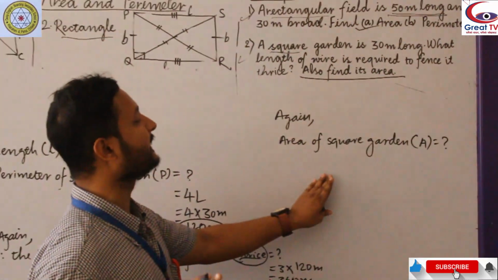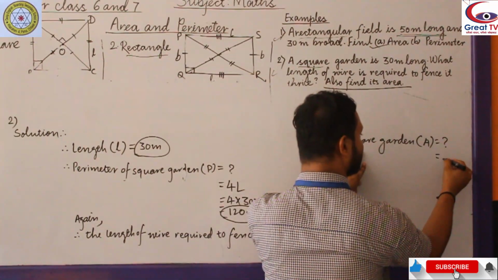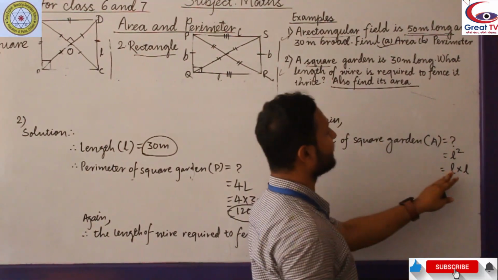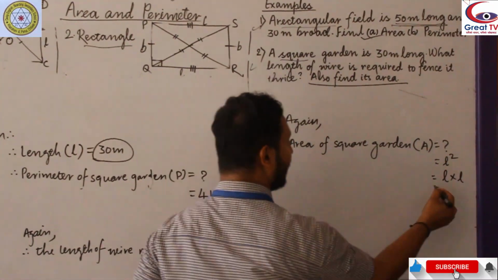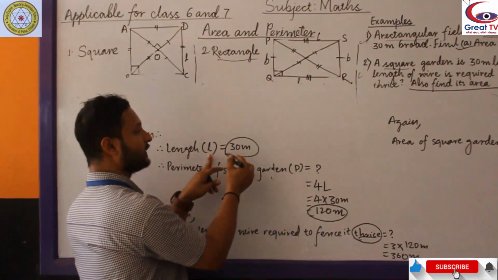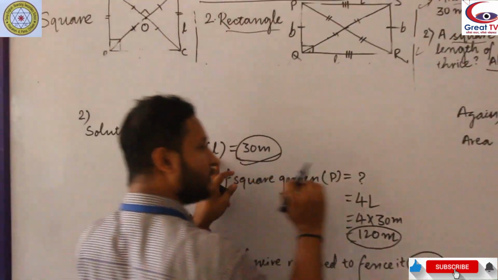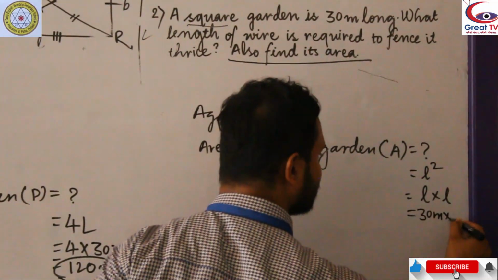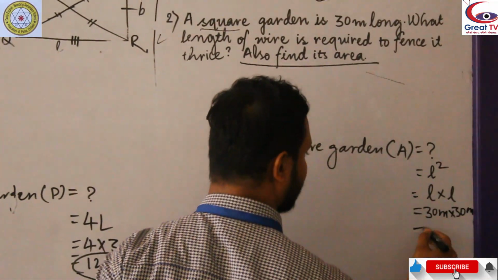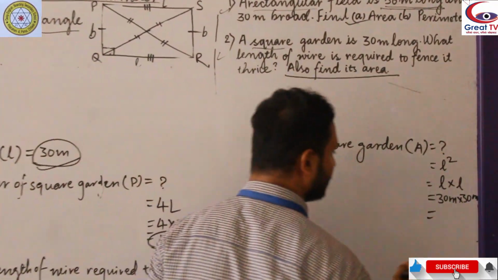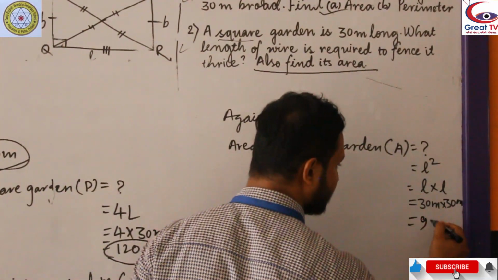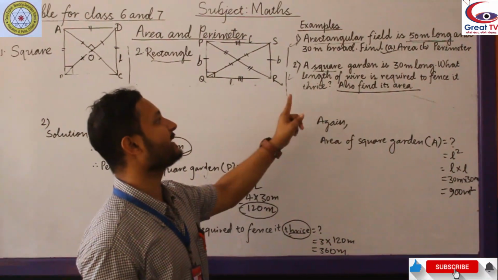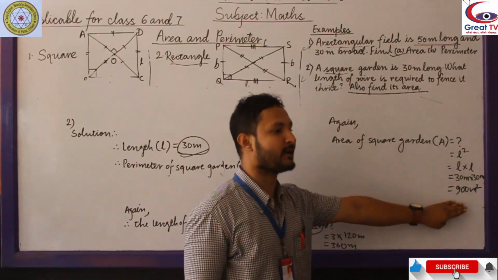What is the formula to calculate the area of square? It is L square. L square means L times L. When we multiply L with L, we get L square. So what is the value of L here? Look here. The length is 30 meters. So L is 30 meters. So we replace both L's by 30. Okay? 30 meter into 30 meter. When we multiply 30 into 30, then we get 900 meter square. So the area of that square garden is 900 meter square.